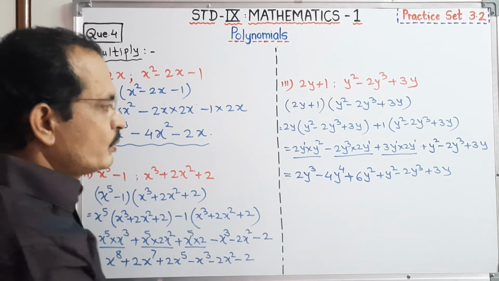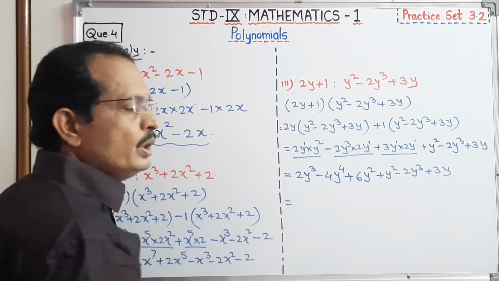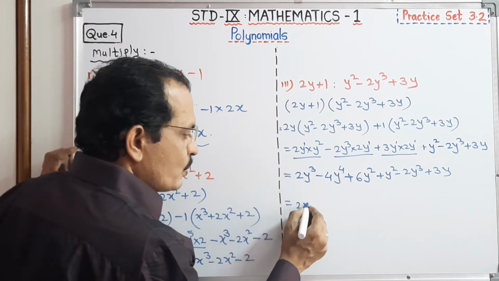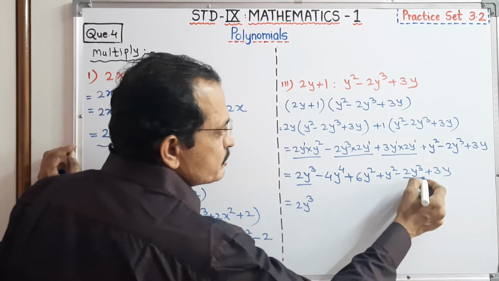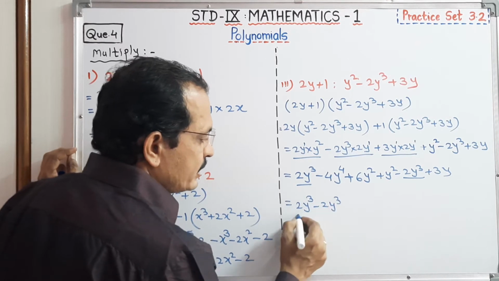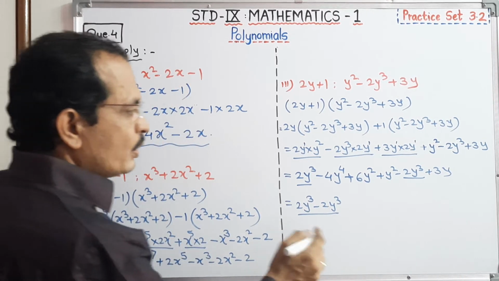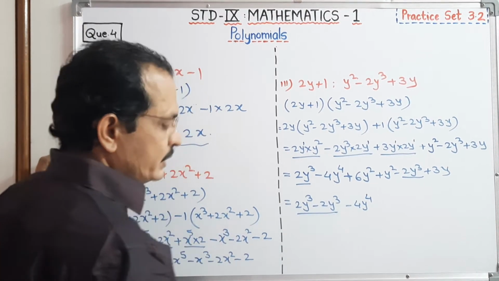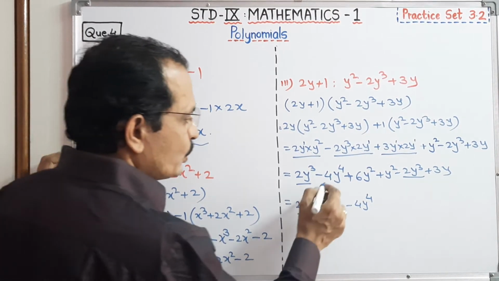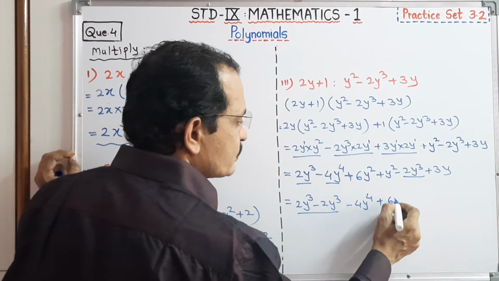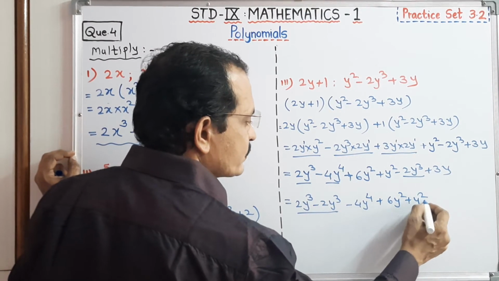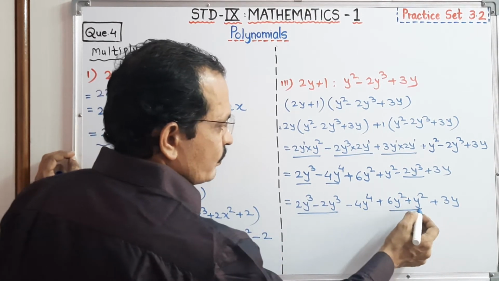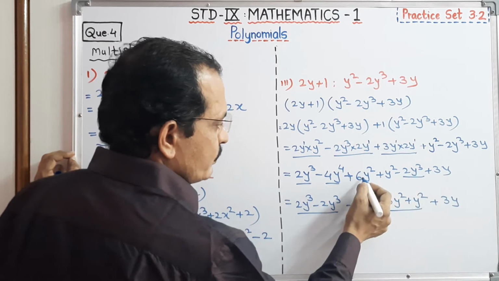Now dear student, what we have to write? We have to write the similar terms together. Now see here, 2y cube, here it is minus 2y cube, we write the similar terms together. Now what is there? Minus 4y raised to 4. Is there any term of y raised to 4? No. Now see here, plus 6y square plus 1y square and plus 3y. 1 2 3 4 5 6. 1 2 3 4 5 6.